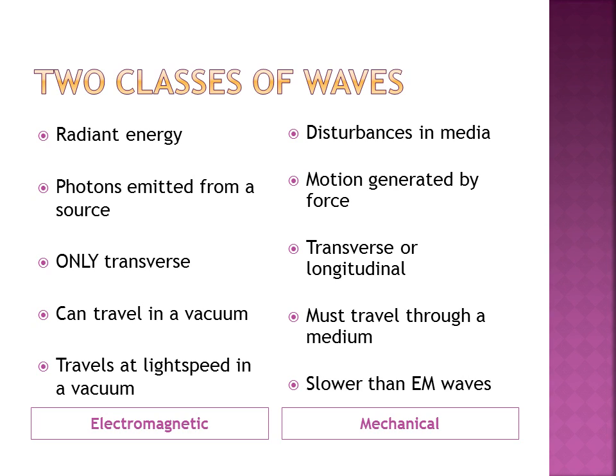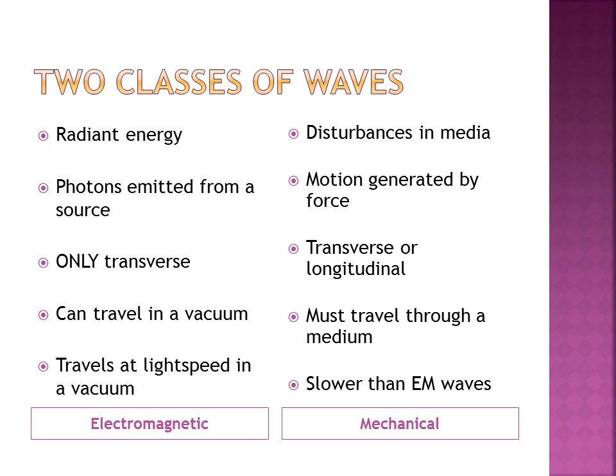Let's start with electromagnetic. So I already said electromagnetic is radiation. We call that radiant energy. It's actually emitted or comes out of an energy source like the sun. These types of waves are only ever transverse waves. They only ever oscillate up and down.